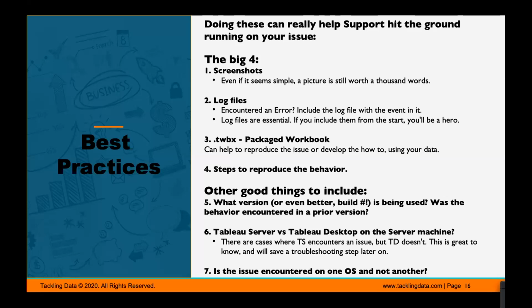Other good things to include: what version number or build number, which I just saw on the other page there. And was the behavior encountered in a prior version? That's also a good note to include. Also, if something's happening on Tableau Server and you have the workbook in Tableau Desktop, you can test it out on Tableau Desktop on the server machine. That can provide some insights on whether it's Tableau Desktop or Tableau Server that's causing the issue. It could be environmental, but it saves the troubleshooting that happens later on. And another one is, does it occur on one operating system or browser, if it's Tableau Server or Online, and not another?